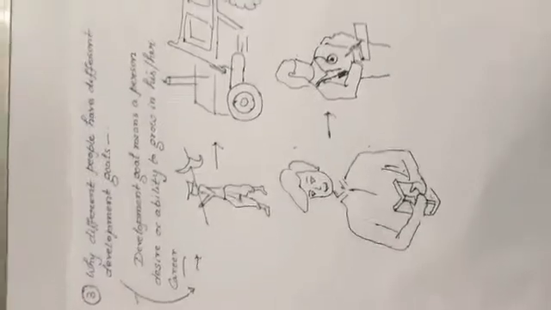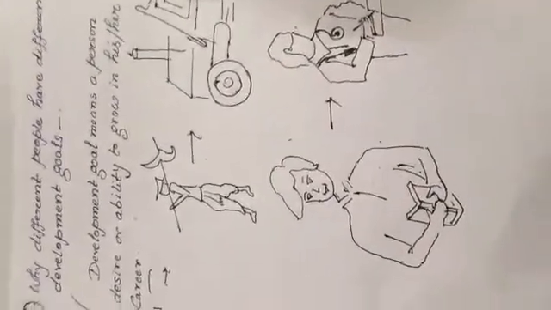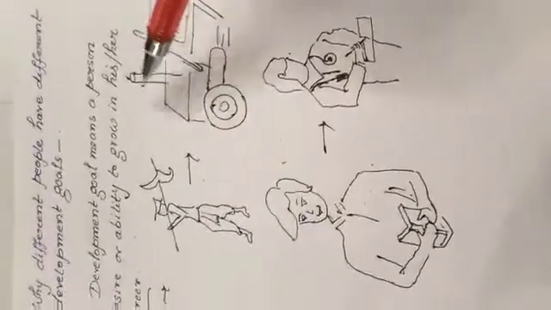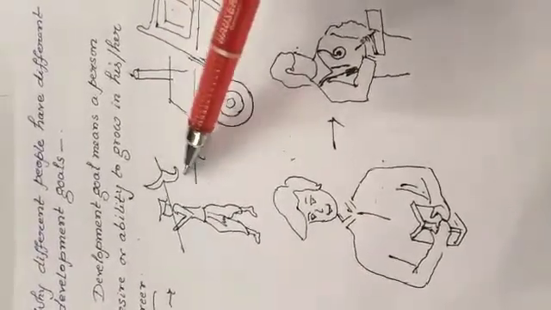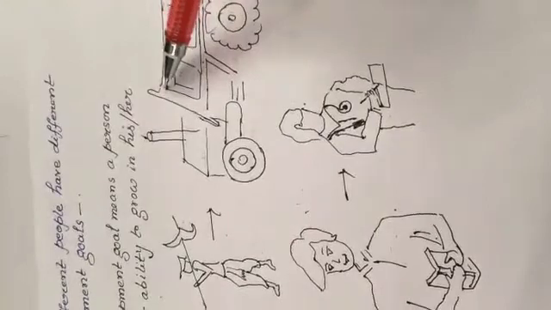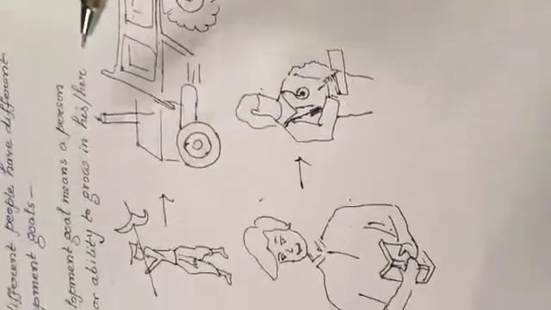Now the next thing we need to know is what we mean by development goal. Why do people have different development goals? Development goals mean a person's desire or ability to grow in his or her career. Suppose a farmer is plowing and cultivating his land with a plow. Definitely he wants to dream of buying a tractor, because we all know that man has unlimited wants. Each and everyone has his desire.